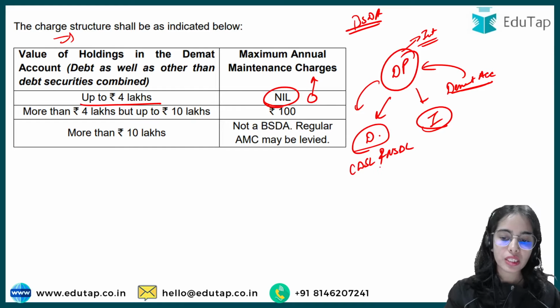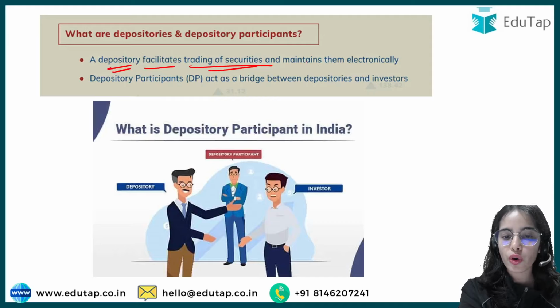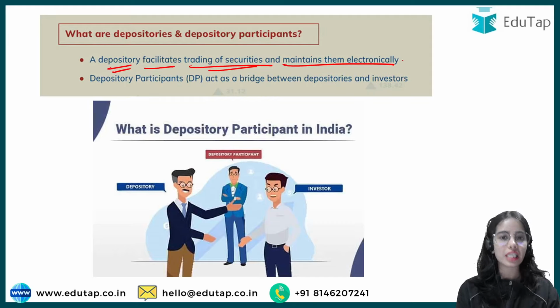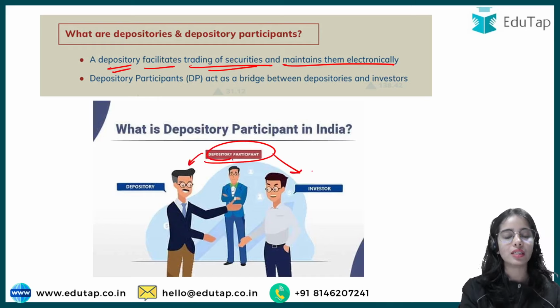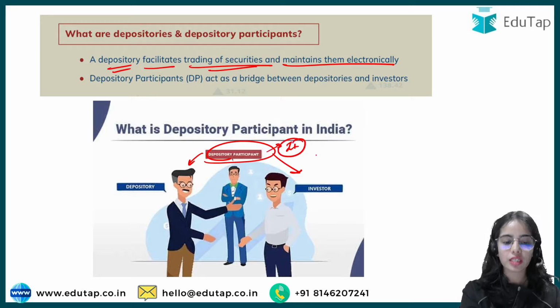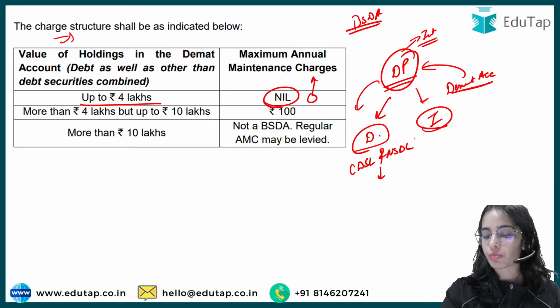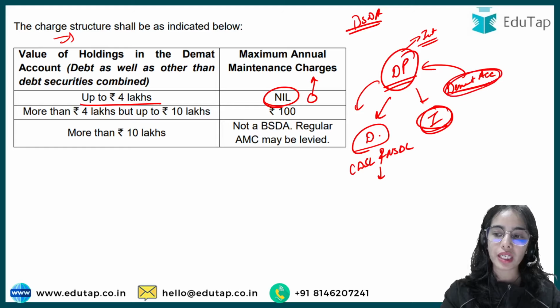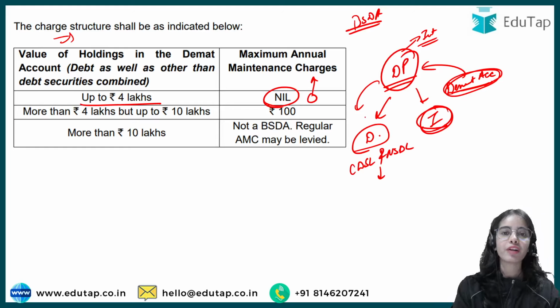Okay, so the depositories' work is to hold the securities. The depository facilitates the trading of securities and maintaining of the securities in the demat form, in the electronic form. Depository participants are the link between the depository and the investors. Okay, so I hope this is clear. The depository participants are connecting the investors with the depositories through the demat account, and in the demat account your securities are being held in the demat form by the depositories.